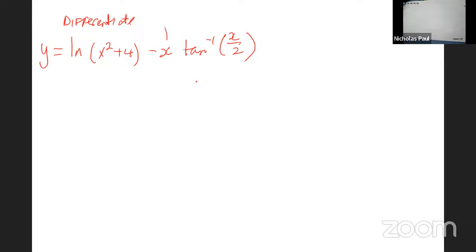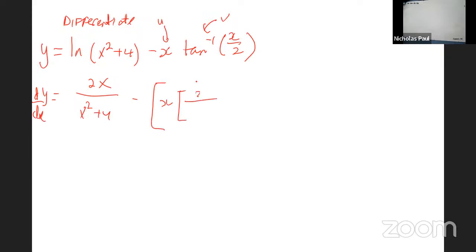Right, remember I told you that this will be u and this will be v. Right, so dy dx is 2x over x squared plus 4. You'll have that right. And then we're doing u by v. So it's x by the differential of tan inverse x on 2, which is 2 over 4 plus x squared. Right? Plus the differential of x, which is 1, and then you write back tan inverse x on 2.